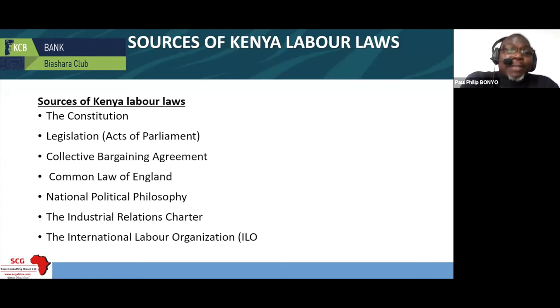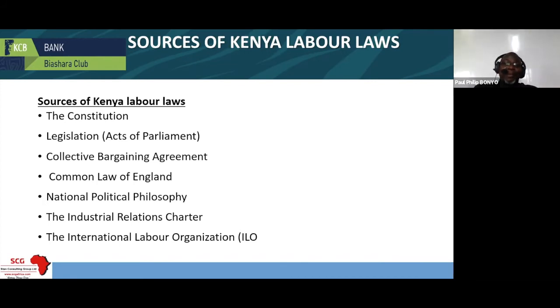Now, our second source of labor laws is legislation, that is, acts of Parliament. Constitutionally, Parliament has the mandate to make laws, including labor laws. And through Parliament, several pieces of legislation have been enacted. I mentioned them earlier: the Employment Act, the Labour Institutions Act, the Work Injury Benefits Act, and the Occupational Safety and Health Act. That is why it is there as a source of labor laws.